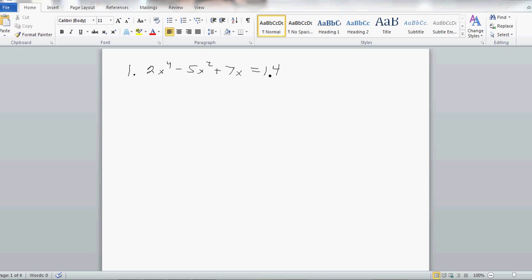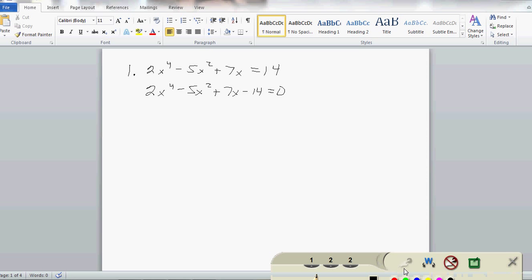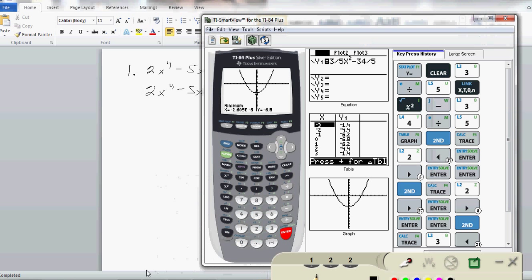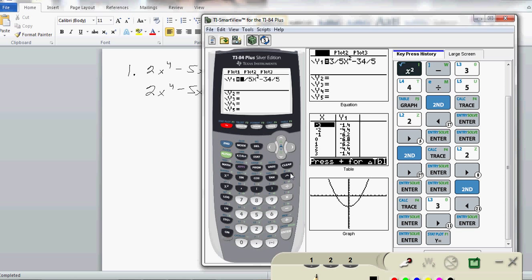Actually, I find the easier one is to put everything to one side and 0 on the other. So we get 2x to the fourth minus 5x squared plus 7x minus 14 equals 0. Then what we're going to do is go to the calculator and put that in to our graph. Clear out all previous problems.